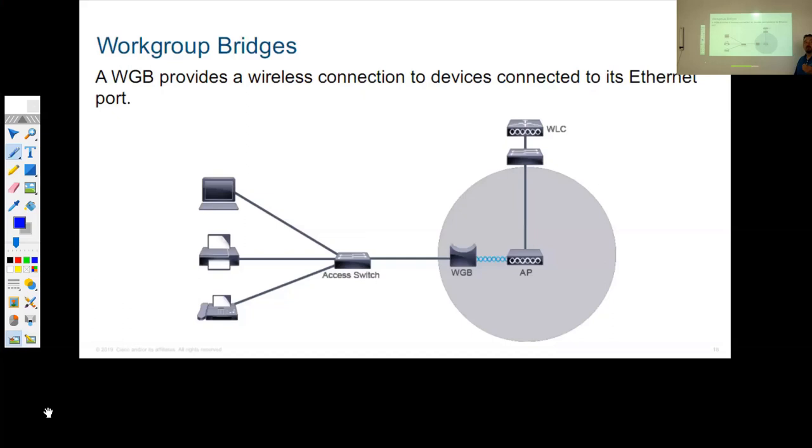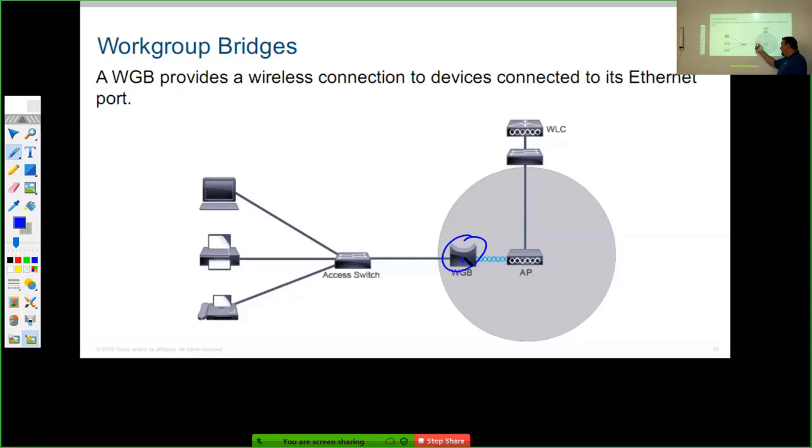Now, we also have what they call workgroup bridges. Workgroup bridges essentially allow us to connect multiple devices through a wireless connection. Okay? So now notice that we don't have just one device connecting directly to the access point anymore. We've got our wireless bridge connected to the access point, and this has a wired connection to a wired switch where we've got multiple users hanging out over here. Right? The idea is to provide connection to devices connected through those Ethernet ports. So these users are not joining the network via wireless out over here. They are using a wired connection.